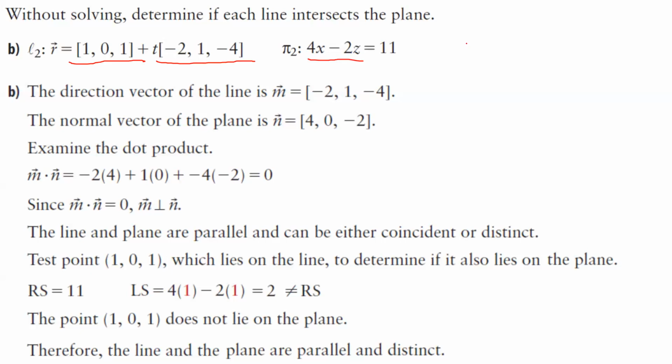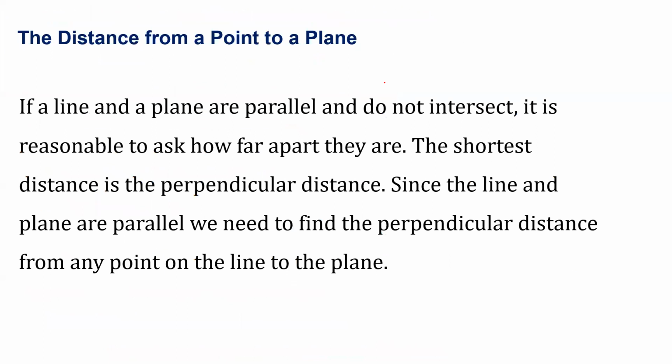All right, if you have no questions, let's consider another key concept of this lesson, which is the distance from a point to a plane. If a line and a plane are parallel and do not intersect, it is reasonable to ask how far apart they are. The shortest distance is the perpendicular distance. Since the line and plane are parallel, we need to find the perpendicular distance from any point on the line to the plane.